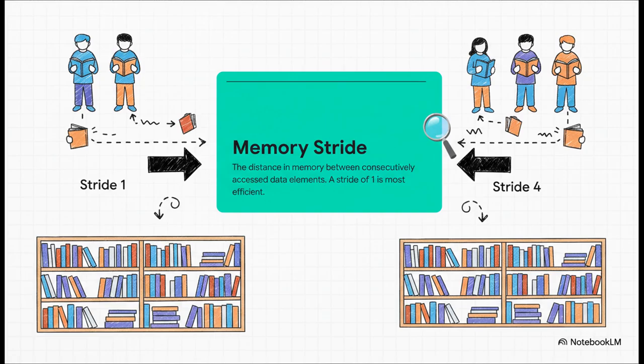Okay, picture your computer's memory as a giant bookshelf. If you read one book, then the one right next to it, and the one next to that, that's a stride of 1. The books are contiguous. But if you read one book, then skip 3 and read the 4th one, you have a stride of 4. Simple enough, right? So, why does this matter so much for a GPU?